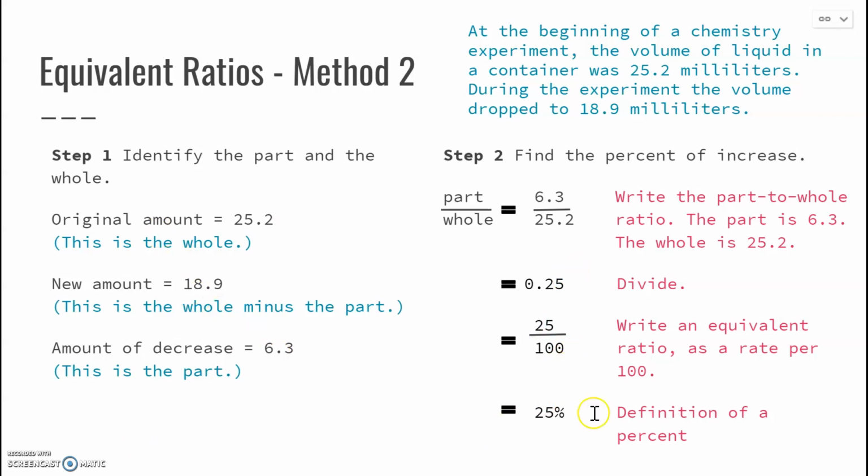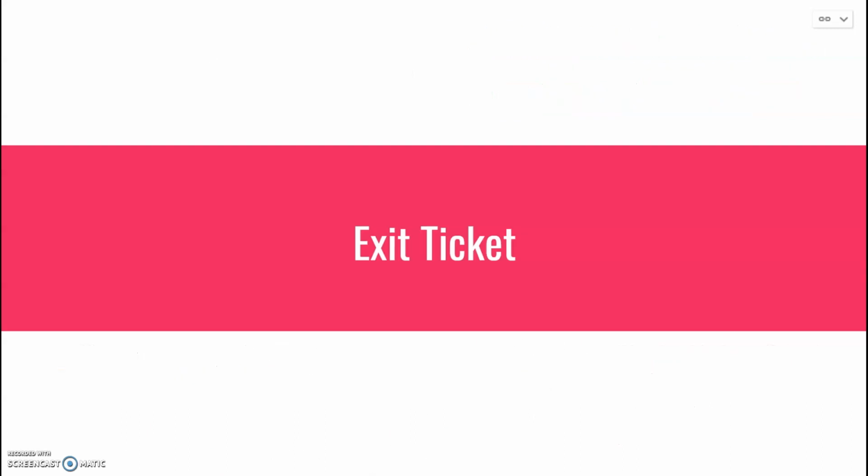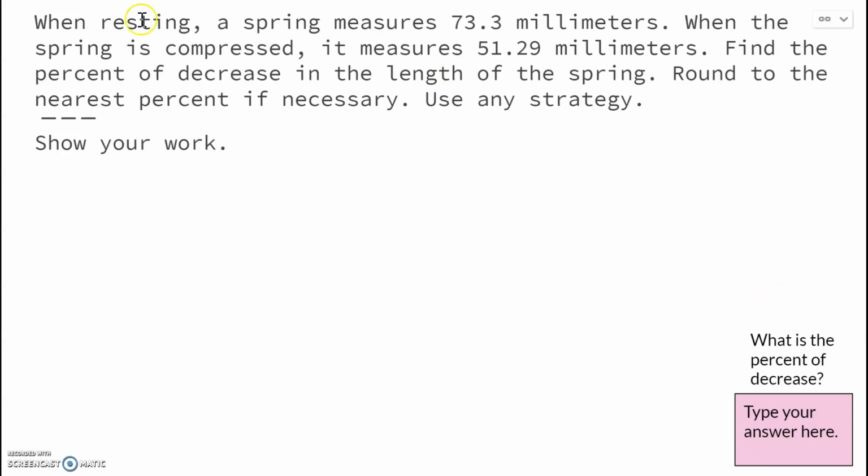If this is easier for you, do it this way. Your exit ticket for today. Make sure you answer this question here. When resting, a spring measures 73.3 millimeters. When the spring is compressed, it measures 51.29 millimeters. Find the percent of decrease in the length of the spring. Round to the nearest percent if necessary. Use any strategy. Show your work. So you saw how I showed my work. You can do something similar to that.